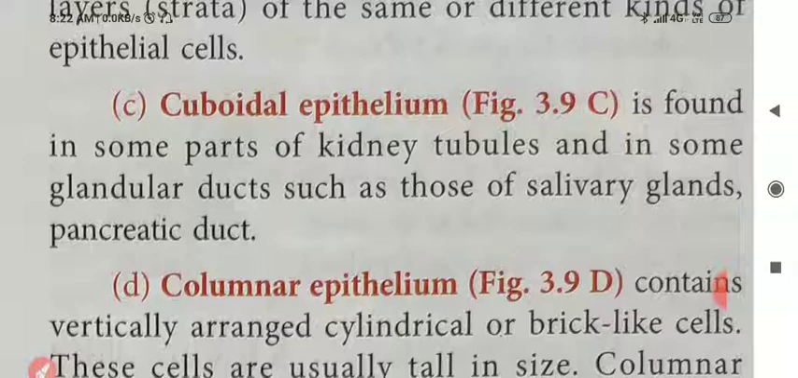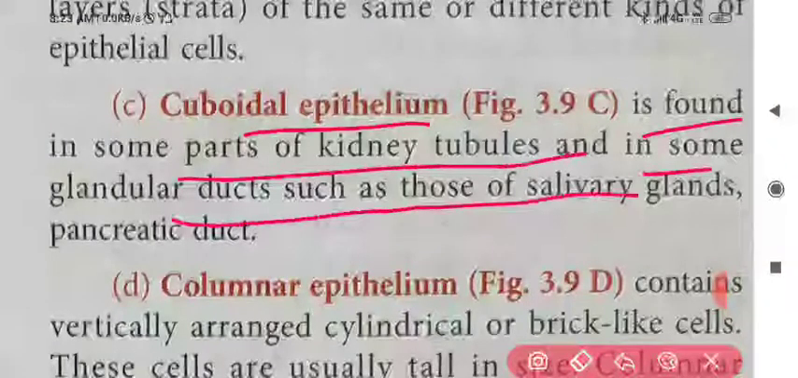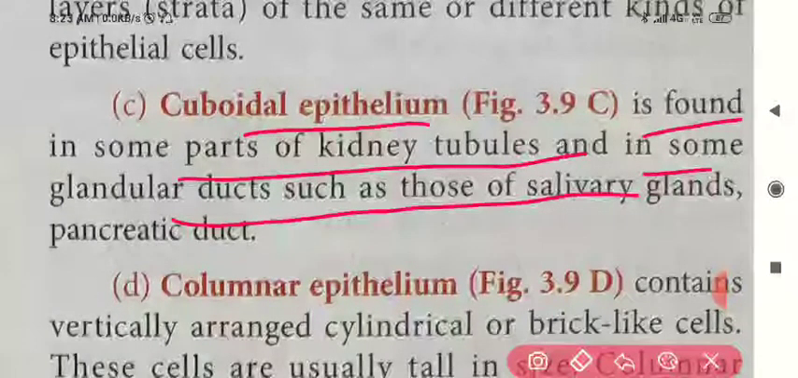Next we have cuboidal epithelium. It is found in some parts of kidney tubules and in some glandular ducts such as those of salivary glands, pancreatic duct, etc.